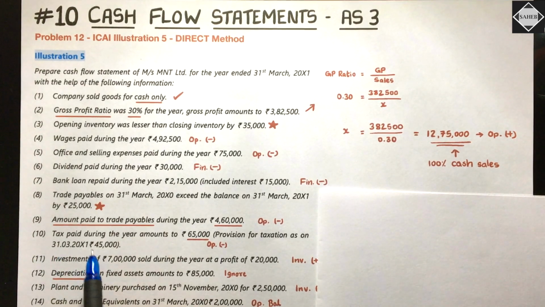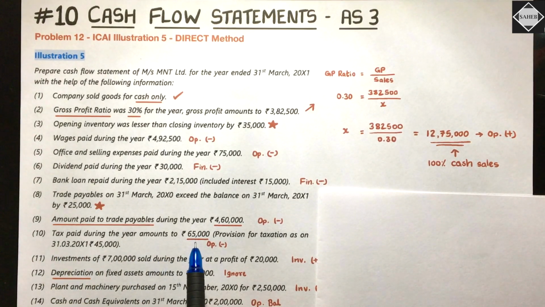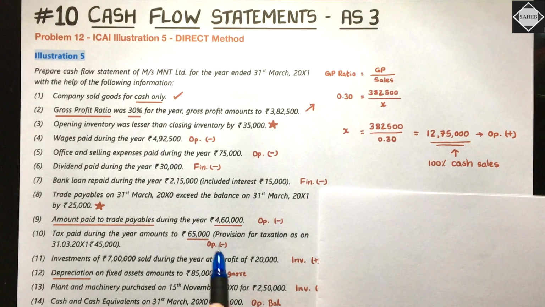Okay, fine. Next point. 10th point. Tax paid during the year amounts to 65,000. And then the question also has said that provision for taxation is there of 45,000.